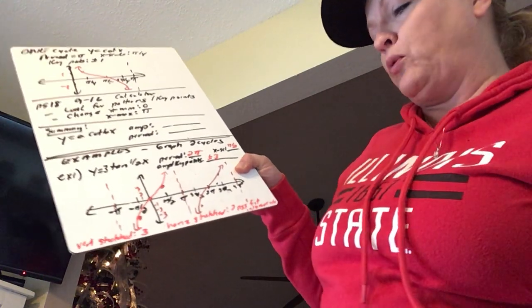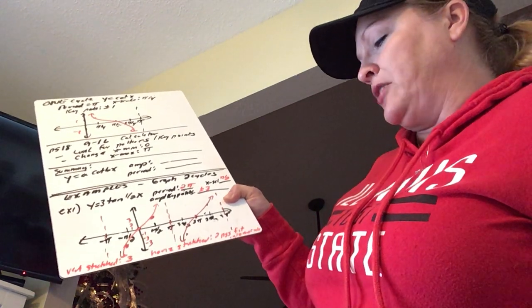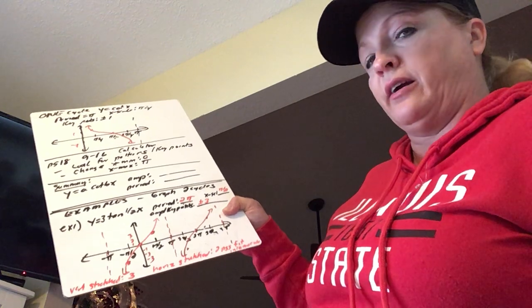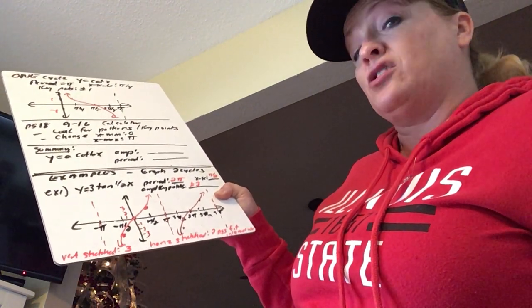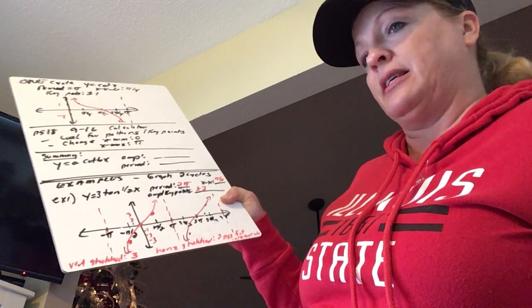So how do I express the horizontally stretched? Well, I could say 2 parent graphs fit into one cycle here. Think about one cycle of the parent graph is pi, and so this is 2 pi, so I could fit 2 parent graphs in there.